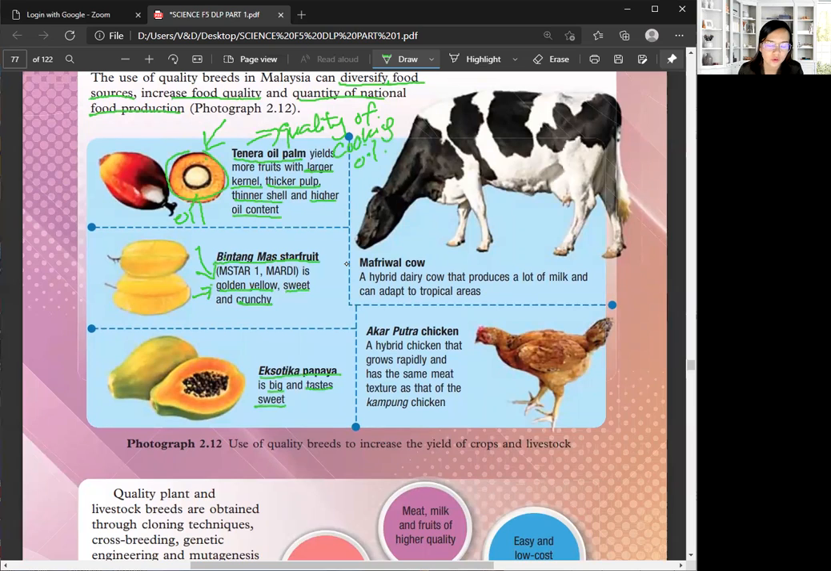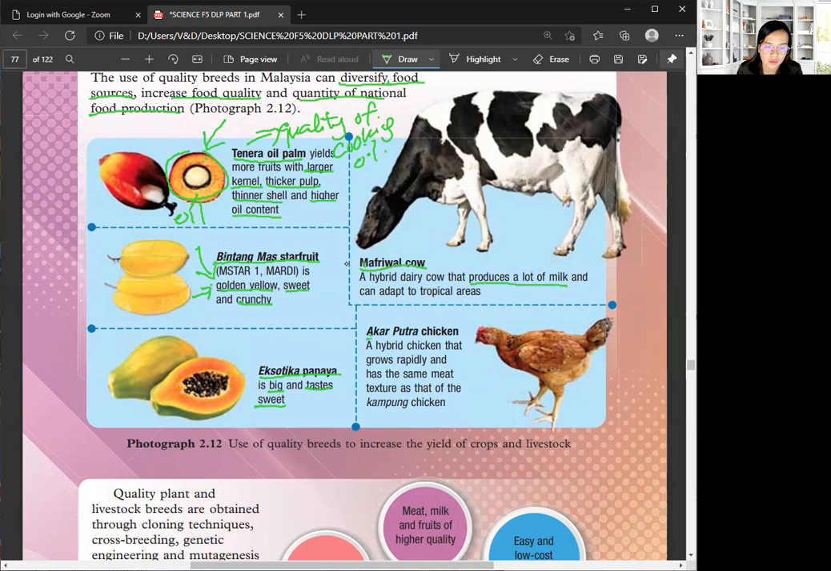The next one is called Mafriwol cow. Mafriwol cow is a hybrid dairy cow. This cow produces a lot of milk and can adapt to tropical areas. So this type of cow, we can have the breeds in our hot and humid country, and at the same time they can produce a lot of milk.